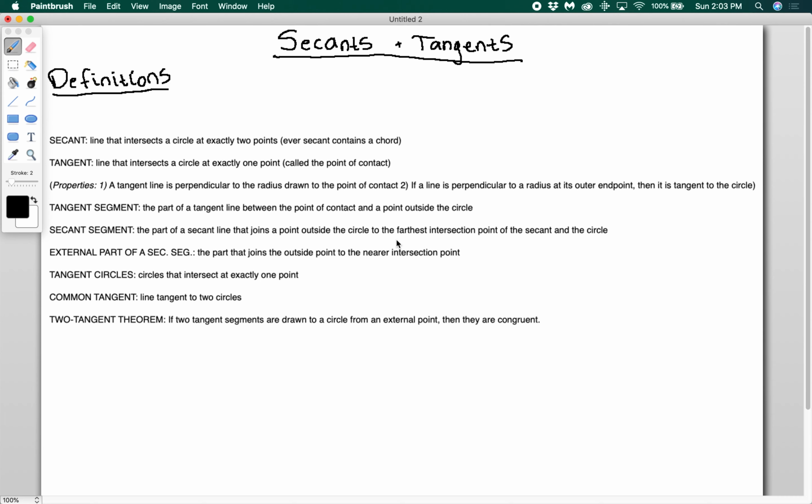In this video, we're going to talk about secants and tangents. So what are secants and tangents? Well, luckily we have a whole bunch of definitions here to help you understand what they are.